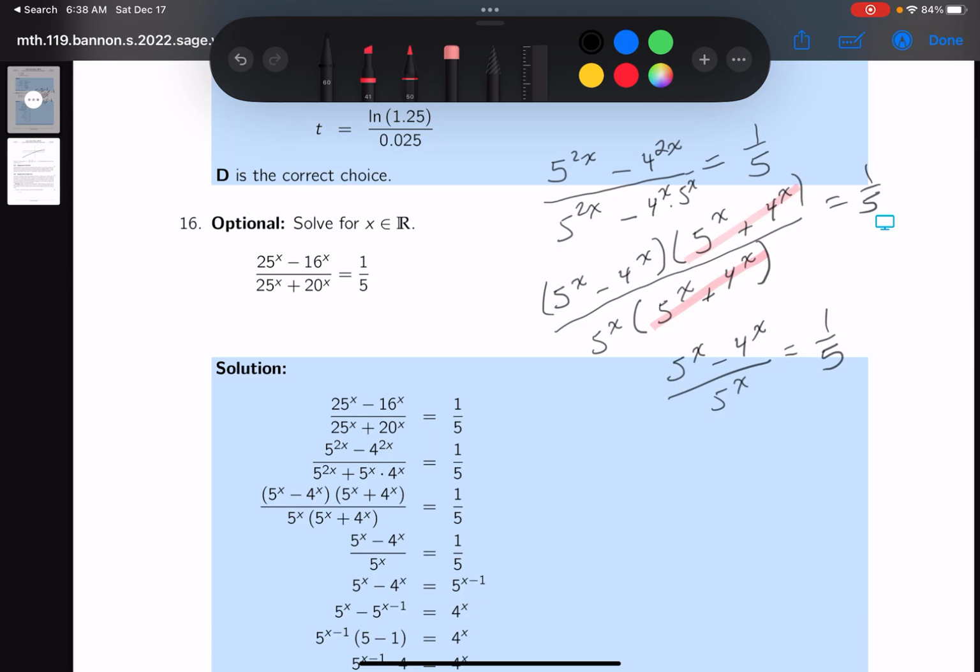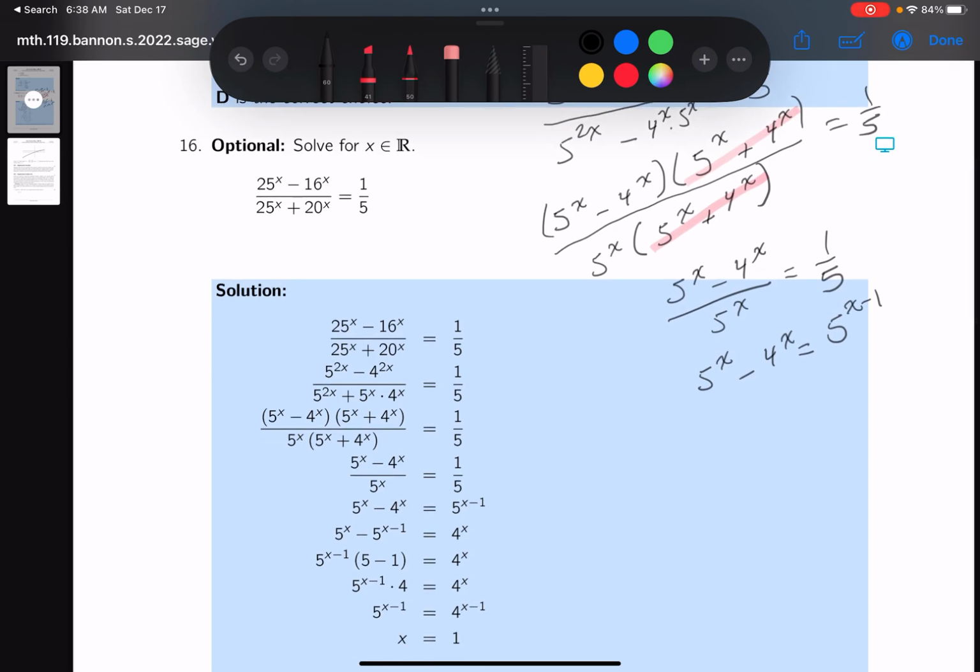So what I'm going to do now is I'm going to multiply both sides by 5 to the x. And that's going to be 5 to the x minus 1 now. All right. Next thing I'm going to do is get the 5s on one side and the 4 on the other.